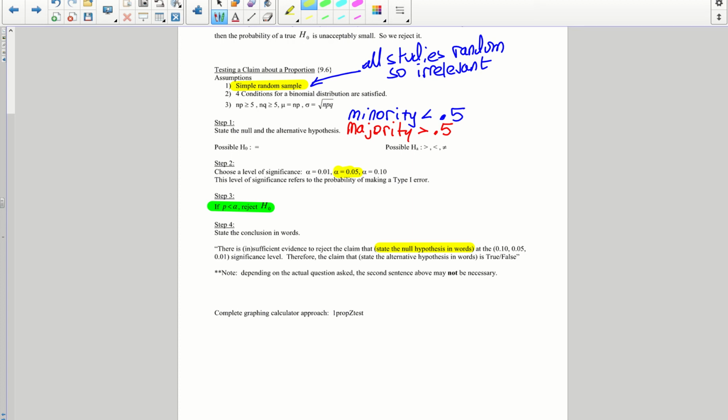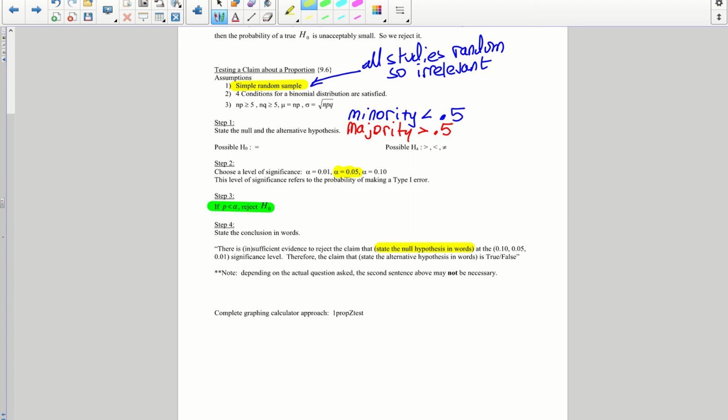Right? It doesn't seem like it would be at this point, because we haven't really done anything with it at the appropriate level. At the 0.10, 0.05, or 0.01 significance level, so whatever is either given to you in the problem, and on the off chance that it's not given to you, you just use 0.05.